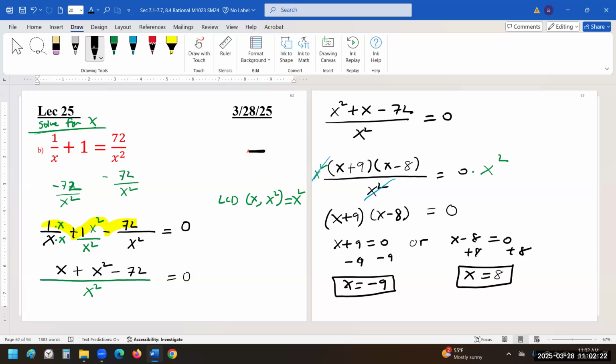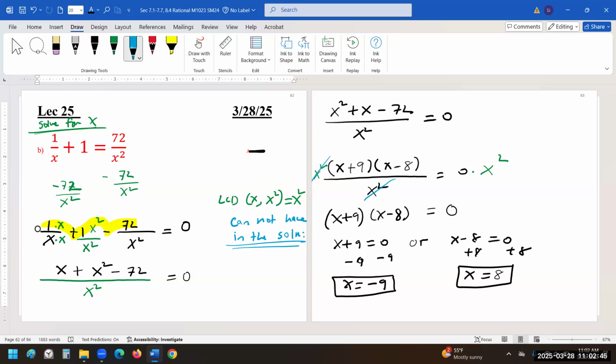Any question? We should also see what we cannot have in the solution. None of the denominator can be 0.